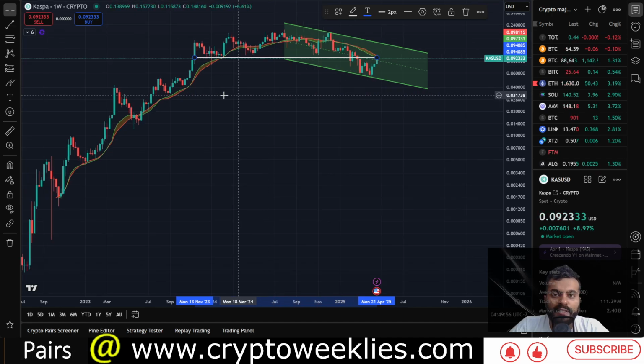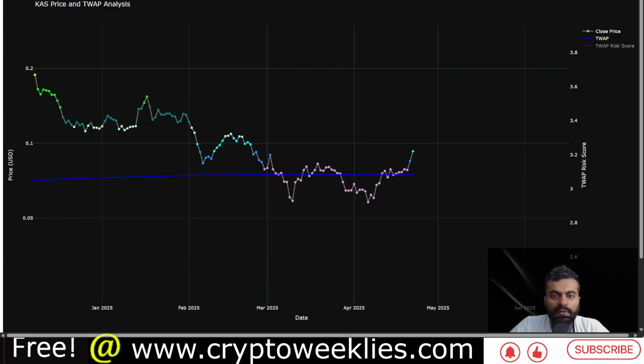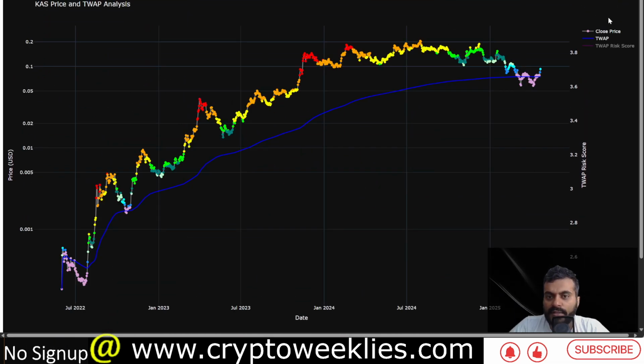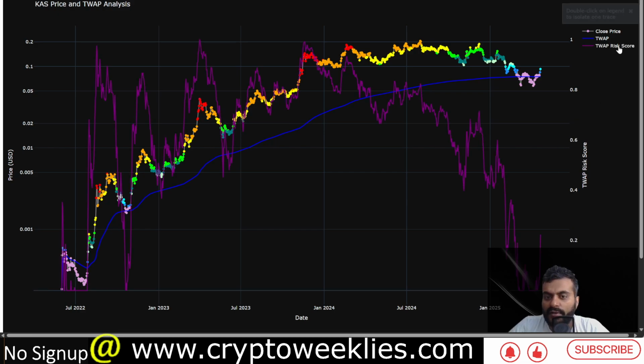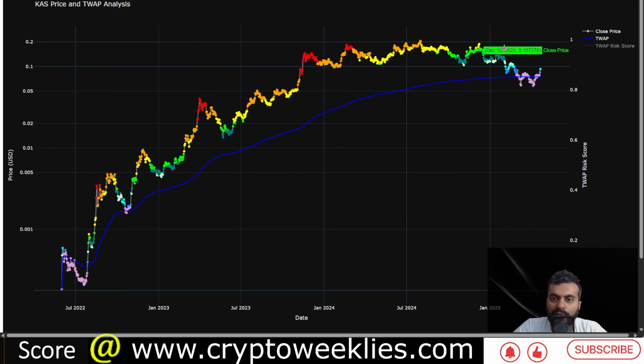And in the larger scheme of things, if you look at the price and color code it with the time-weighted average price to see the current risk level, you can see the risk level is at about 22%. For most of its journey, the risk levels were in the range of 80% to 90%. That is because Kaspa's price was higher than the time-weighted average price for the longest time.